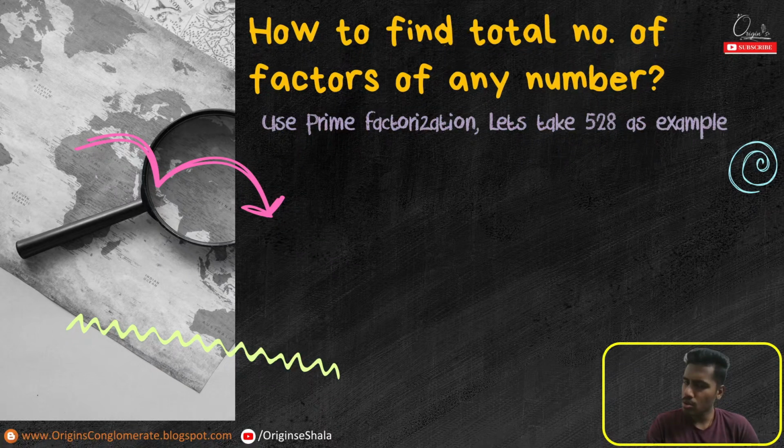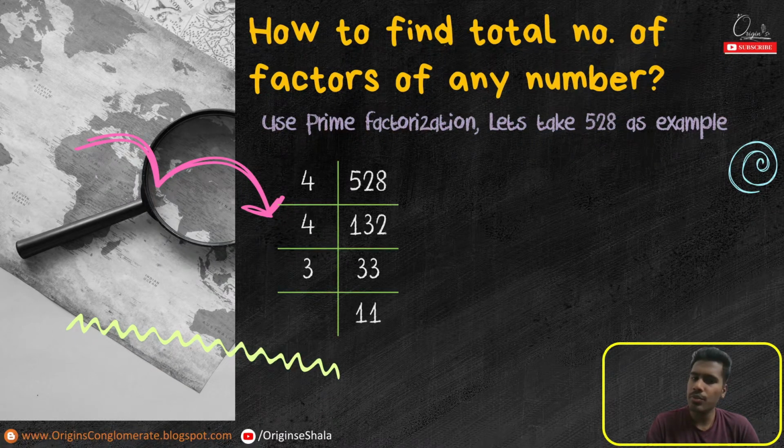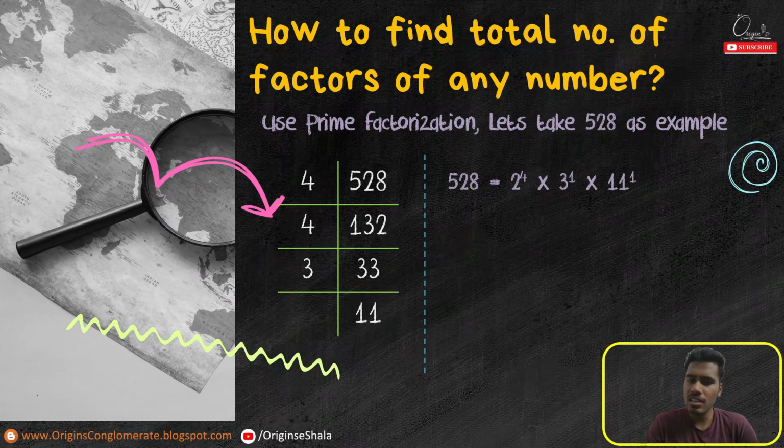Well, let's solve it with an example. Let's take 528, and from here let's do the prime factorization. I can clearly write 528 is equal to 2 raised to 4 into 3 raised to 1 into 11 raised to 1. That much is pretty simple, we all know how to do it. But one thing to notice here is, rather than dividing 528 by 2, I have divided by 4. By doing so, my number of steps has decreased.